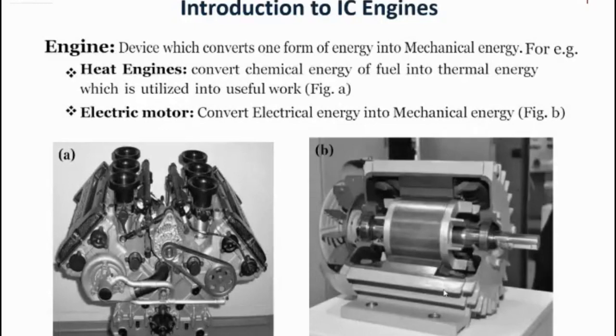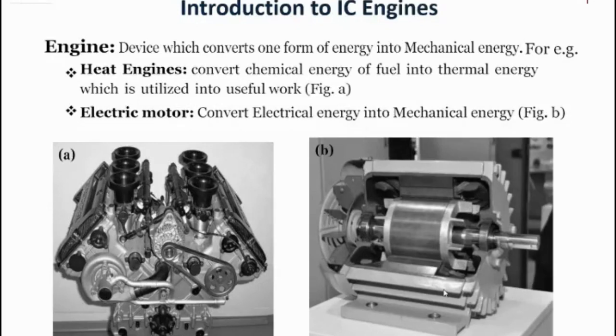So an engine is a device which converts one form of energy into mechanical energy. That is called an engine. Engines are of two types. The first one is the heat engine and the second one is the electric motor. So what is a heat engine? It converts the chemical energy of a fuel into thermal energy, which is utilized for useful work.